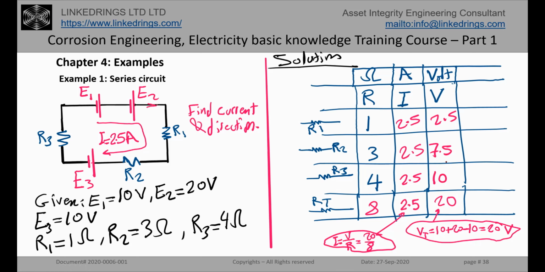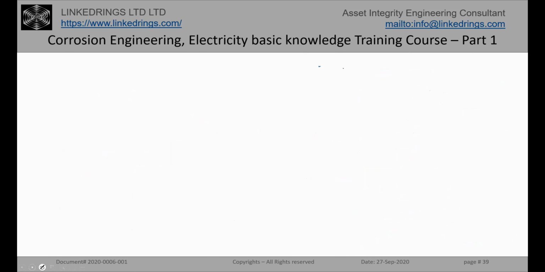This is simply the voltage drop across each resistance. This is a checkpoint. We need to have some checkpoint to confirm that we are doing good. The voltage drop here plus the voltage drop here plus the voltage drop here equals the source voltage. So these values sum to 20. Correct, so we are doing right. Problem solved. So we go to example number 2 for a parallel circuit.